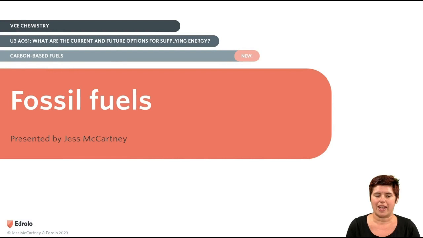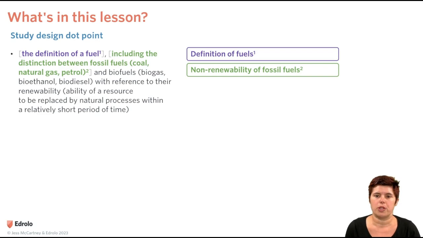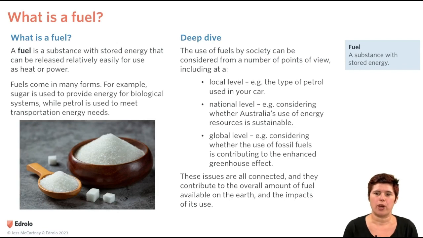So we're looking at Area Study 1 today, and so what are the current and future options for supplying energy? We're going to be focusing on fossil fuels in this lesson. So the study design dot points that we're going to be looking at is the definition of a fuel, and we're going to be looking at the fossil fuels, coal, natural gas, and petrol, and why these are classified as non-renewable fossil fuels.